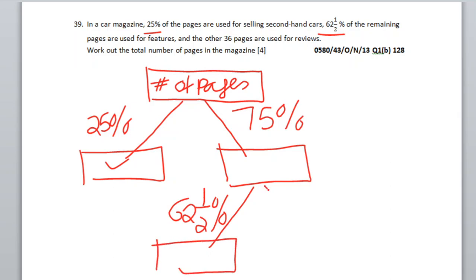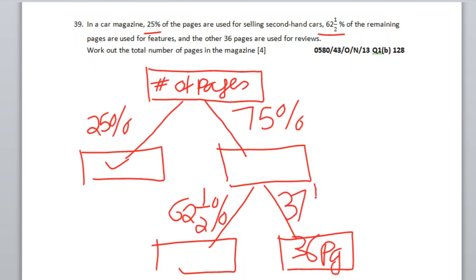So we're given this number of pages. These 36 pages will be used for reviews. If this is 62.5%, then the 36 pages will be 100 minus 62.5%, which gives us 37.5%. From this data, we have to build back to the original number of pages.